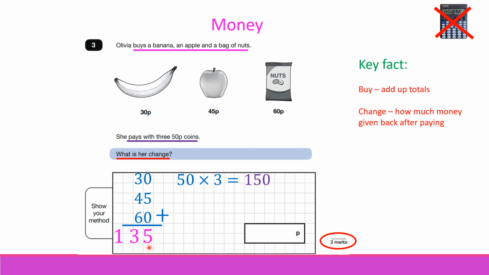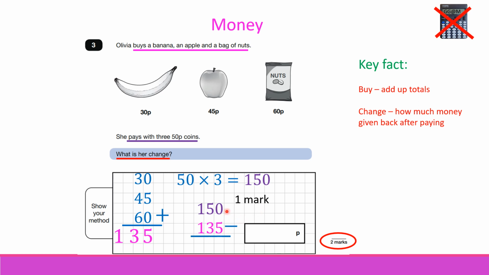and this is how much the items were worth, 135 pence. So to work out the change, we have to subtract the amounts. So I'm going to take the larger amount, which is 150, and then I'm going to take away the 135. Now for showing this method, what I've done so far, it will give you 1 mark. So as long as you've added up your totals, multiplied the amount of 50p by 3, subtracted these answers, you will get 1 mark for doing the method.